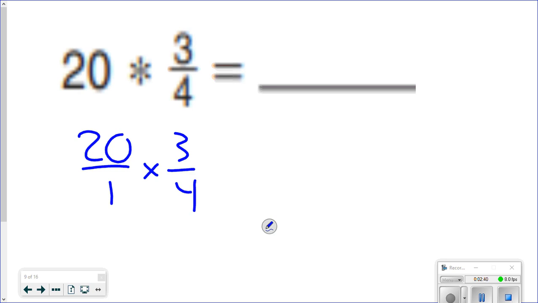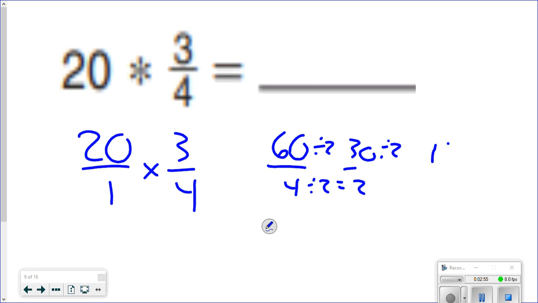Now, I could simply multiply across, 20 times 3 and I could get 60. And then 1 times 4 and I could get 4. I could break these apart, divide by 2, get 2. 60 divided by 2, I could get 30. Divide them by 2 again, get 15. And divide by 2 again and get 1. Your answer is 15. I could do all that, or, watch closely, cross reduce.